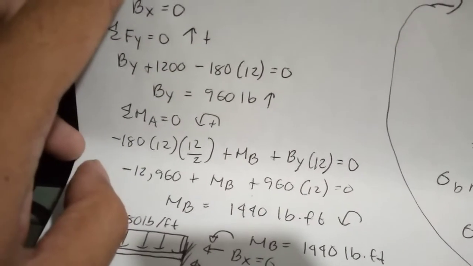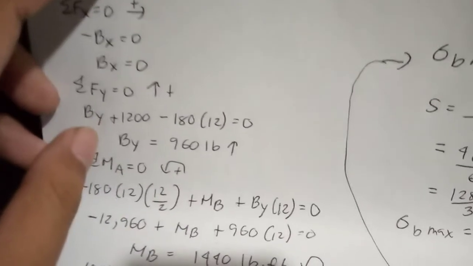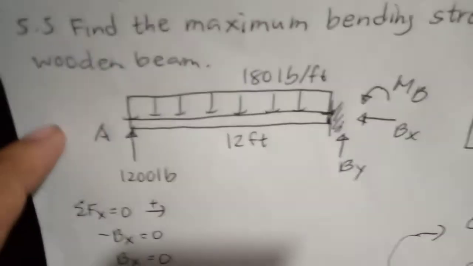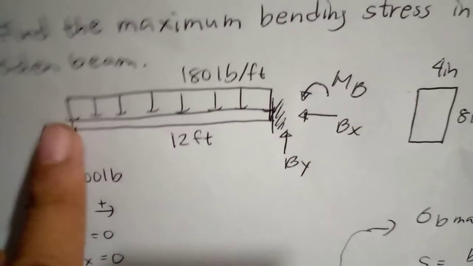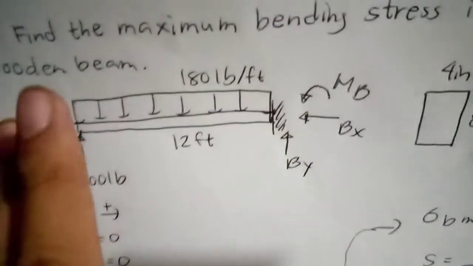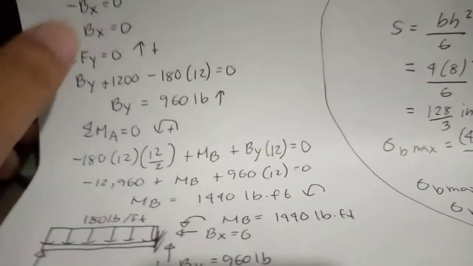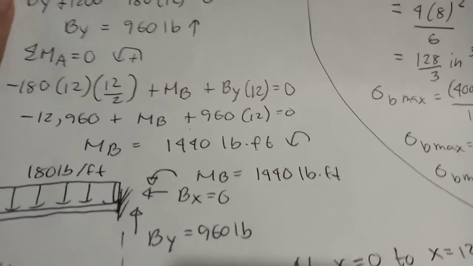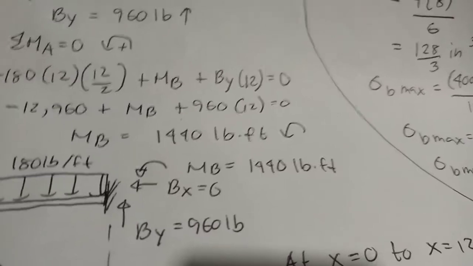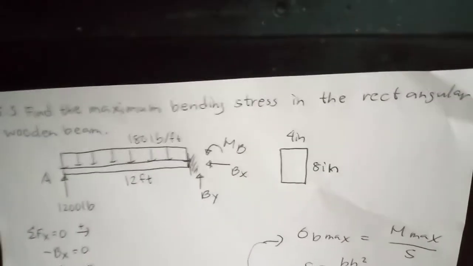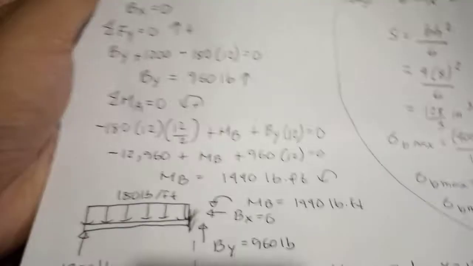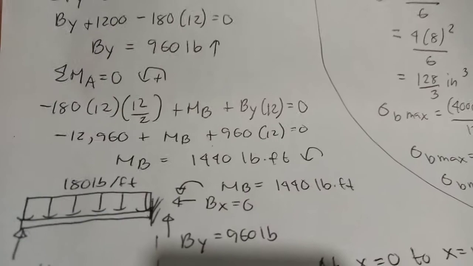So we got 12,960 plus MB. And then previously we computed the BY as 960, so plus 960 times 12. Okay, this 960, this BY relative to A will rotate counterclockwise, so it's positive. To make the long story short, we got MB equal to positive 1,440 pound-feet. Since we got a positive value, our initial assumed direction for MB, which is counterclockwise, is correct. So it's 1,440 pound per foot clockwise.